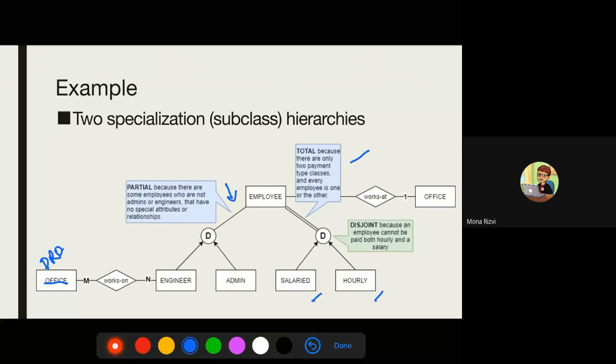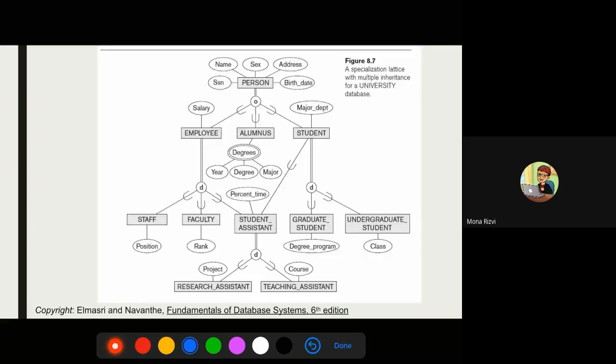Not so complicated. Now let's see a kind of more complicated example. So when your slide changes, you will see a very complicated example from the El Masri book. And this is the university database with lots and lots of inheritance relationships. So we see the top of this is person. So in the university database, there's lots of different people who are involved with the university.